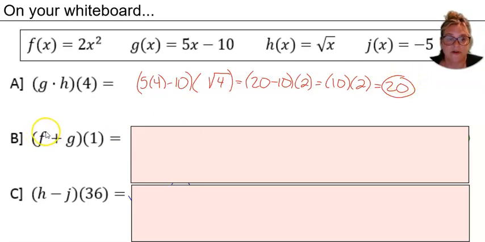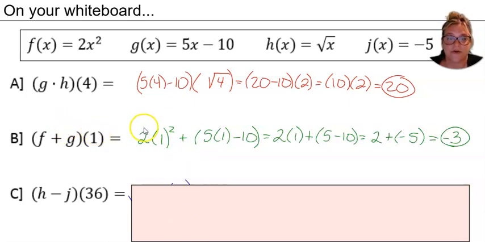Okay, in B, we have the function f plus the function g evaluated at 1. So we're taking f of x, which is 2x squared. We're putting in a 1 for the x, and that's 2 times 1 squared, which is 2 times 1, which is 2. Then to that, we're going to add the g of x function evaluated at 1. So 5x minus 10 becomes 5 times 1 minus 10, and then 5 times 1 is 5, minus 10 is negative 5, and then we're adding 2 plus negative 5, which is negative 3.